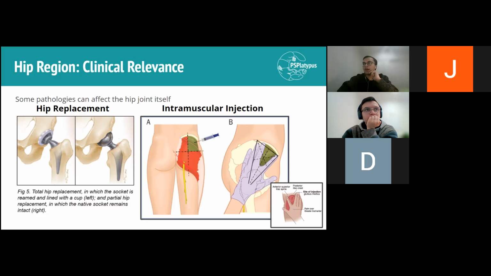And on the right here, you have another clinical anatomy landmark, which is the intramuscular injection site. So at the back of your pelvis and at the back of the gluteal region, you have a site where you can inject, usually vitamin doses and things like that. But if you don't orient yourself properly with the anatomy, you can end up piercing the sciatic nerve here, right?